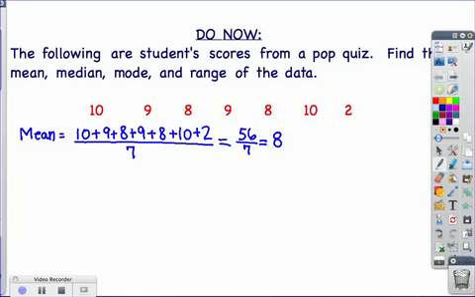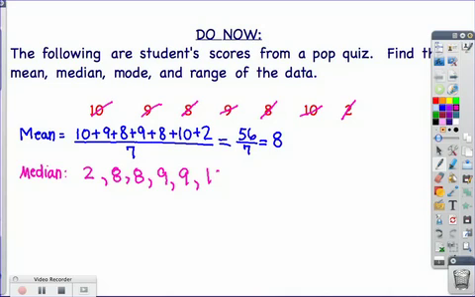To find the median, we need to organize the data from least to greatest, and then find which data point falls in the middle. So from least to greatest, I've got the 2, next is 8, and another 8. Then we have 2 9s, followed by 2 10s. I count to make sure that I didn't miss any or put any twice. So 1, 2, 3, 4, 5, 6, 7 data points, just like I had before.